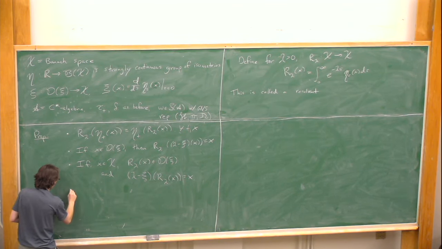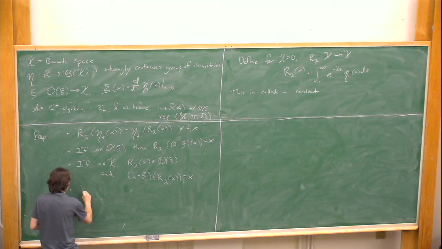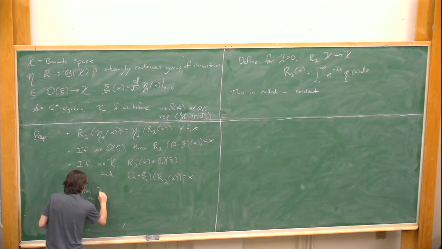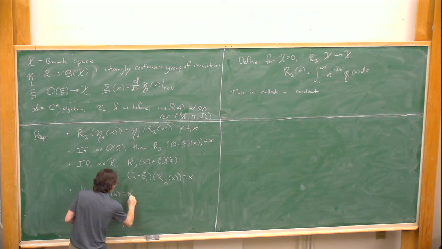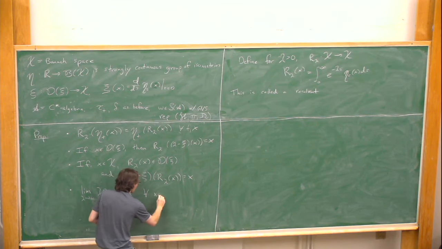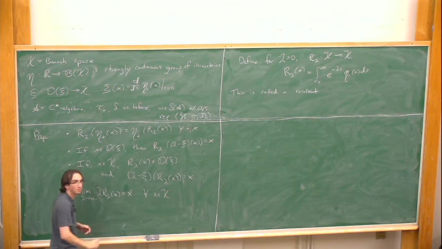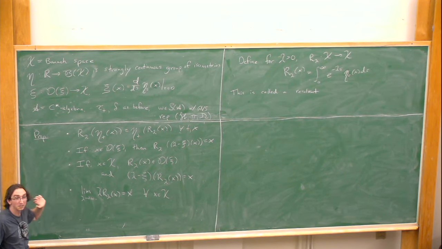And the final property which I want to mention, which will have a very nice corollary, is that the limit as lambda goes to infinity of lambda R lambda of x is equal to x for all x in the Banach space. These are very simple properties to check.